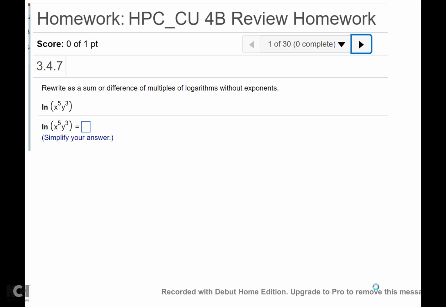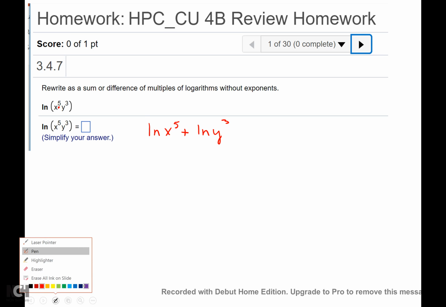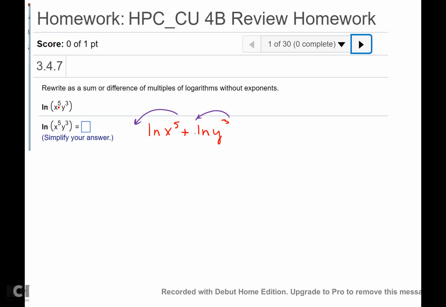Alright, we're going to review for your Conceptual Unit 4B test. Number 1, it says rewrite as a sum or difference of multiples of logarithms without exponents. The first thing I see is that they're multiplying, so we can rewrite that as ln of x to the 5th plus ln y cubed, and then we can drop it like it's hot and drop those exponents down. So then this would be 5 times the natural log of x plus 3 times the natural log of y.